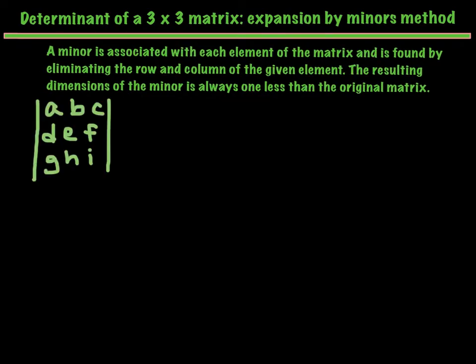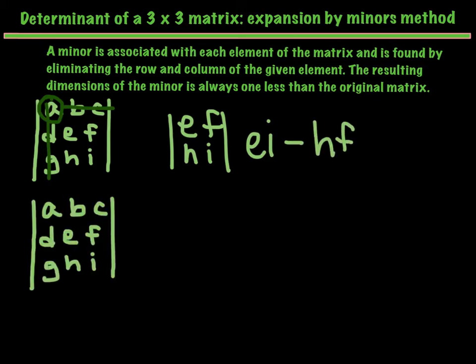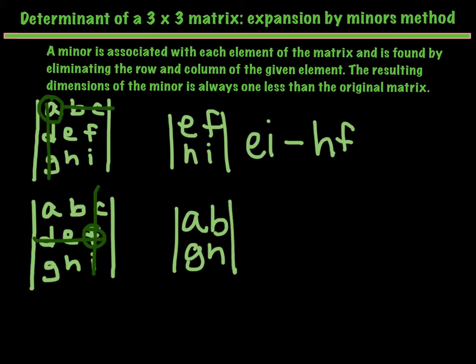So watch this. Here's a 3 by 3 matrix. If I wanted to find the minor for element A, I would cross out A's row and column, and then I would take the determinant of what's left, E, F, H, I. So I would go EI minus HF, whatever that is. And I do that for any element. So suppose I wanted the minor for F. I'd cross out F's row and column, and F's minor then would be the determinant of what's left, A, B, G, H, which would be A times H minus B times G.